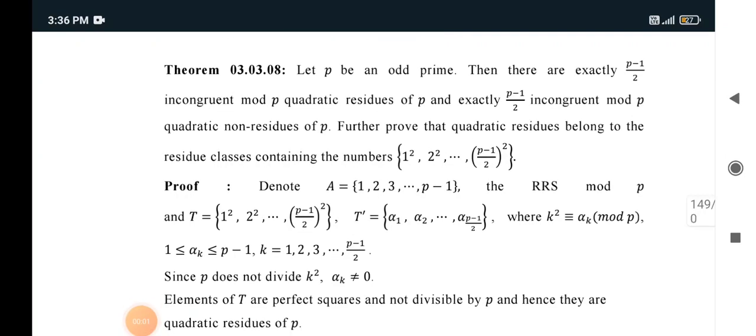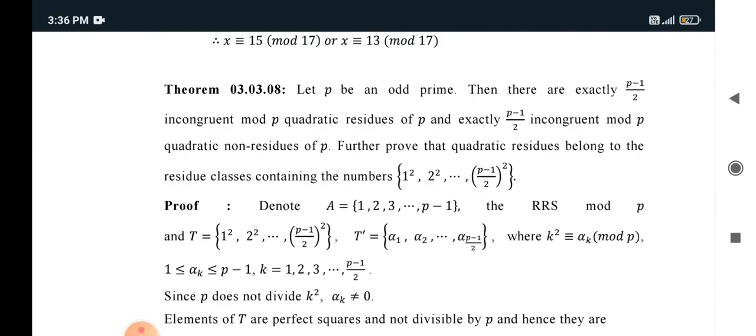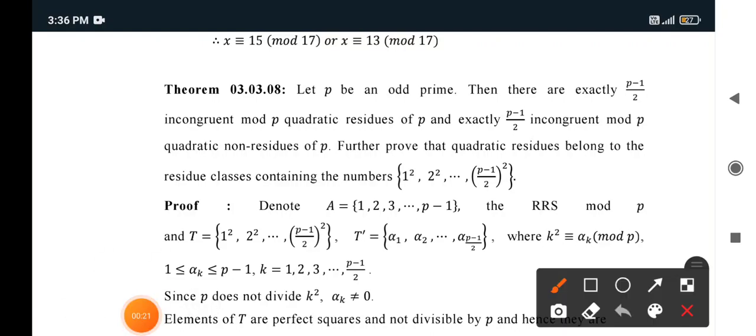Hello all. In this lecture we discuss the quadratic residue system and how we can calculate the quadratic residue for a modulo prime number and a quadratic non-residue for a modulo prime p, and how many numbers there are for a quadratic residue modulo p. So see the statement of that theorem.